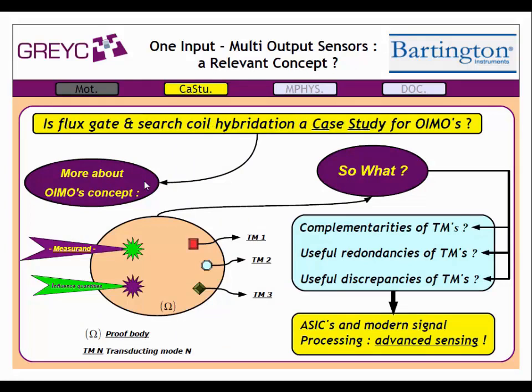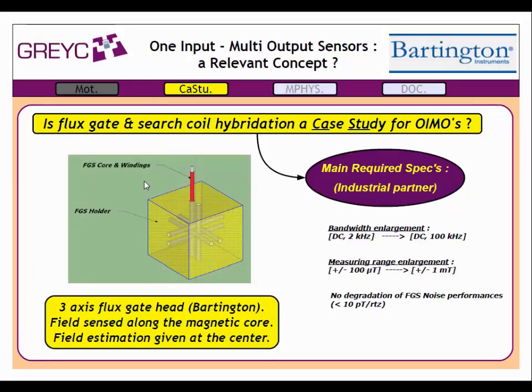So the OIMOS concept: you have the physical quantity to be sensed. That's called the measurand. You also have some bad influence quantities, say the temperature or the humidity or things like that. Generally, you only have one transducing mode. You have one input, one output. What we want to do is to have one main input, which is always present, and we want to have many outputs because they can be complementary. We can use redundancy or discrepancies. And this is made possible using modern circuits. So this is the spirit of what we want to do. So this is at the conceptual level.